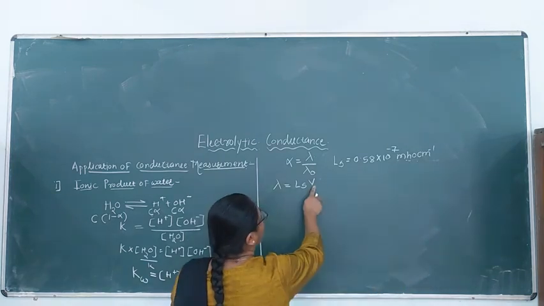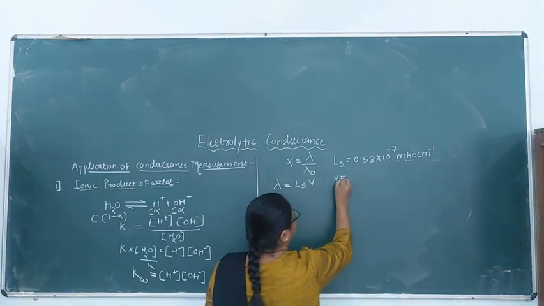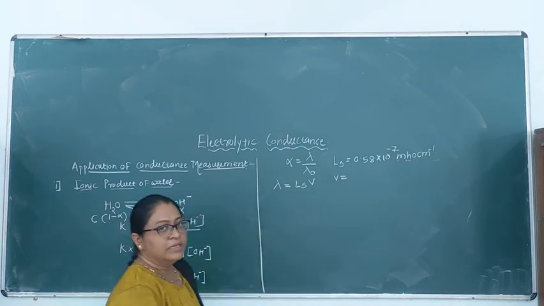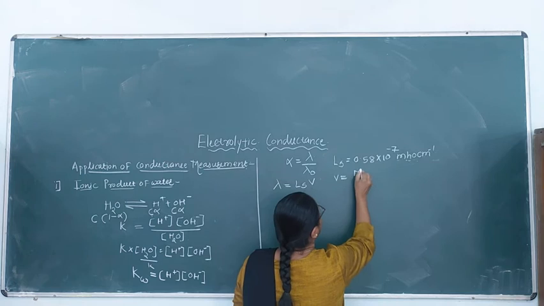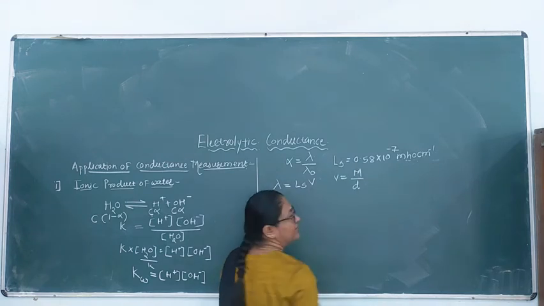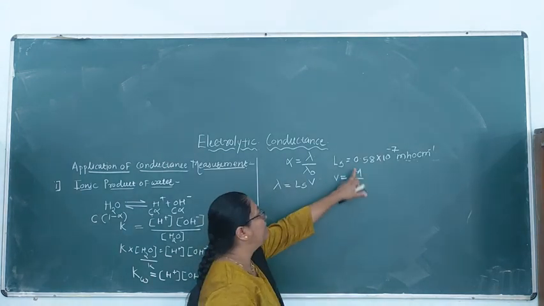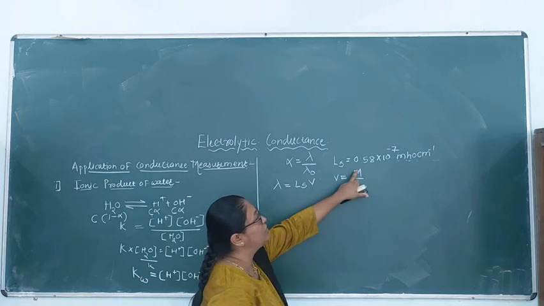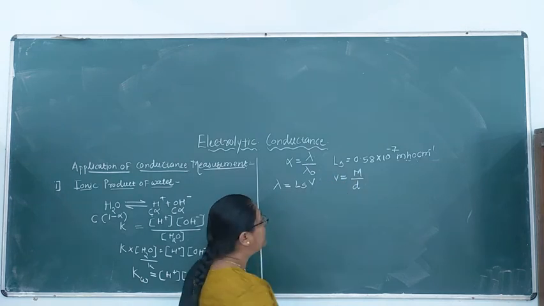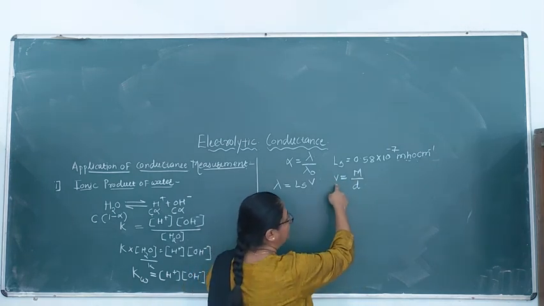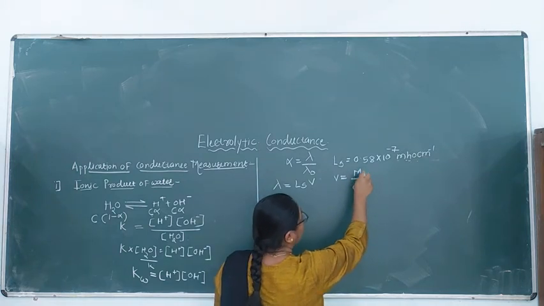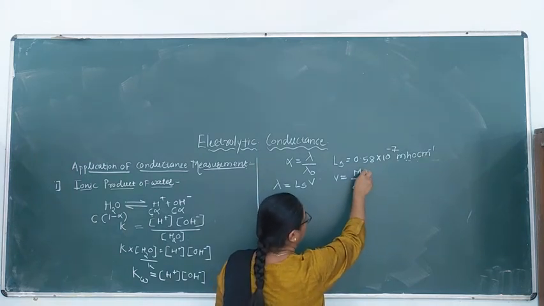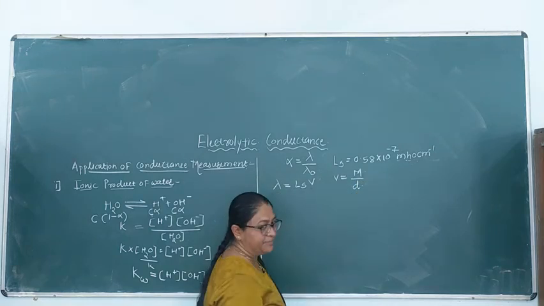Now, we want to find V. We know that V is equal to M divided by D, correct? Because D is equal to M divided by V, therefore V is equal to M divided by D. That means the volume of the water, if we take it in the equivalent weights, is the equivalent weight of the water divided by its density.